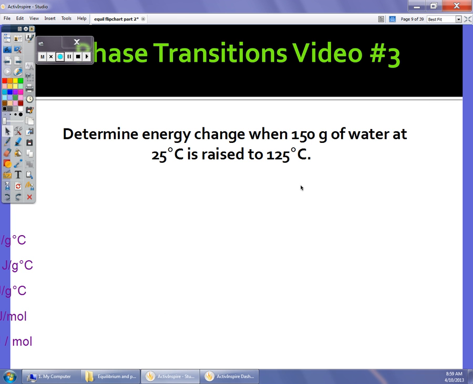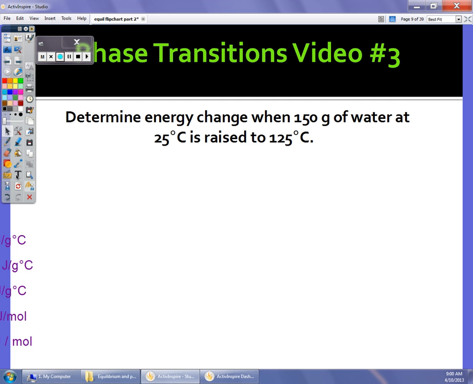The first one, determine the energy change when 150 grams of water at 25 degrees Celsius is raised to 125 degrees Celsius. First, you need to know what is happening. A good way of looking at that is a graph. So we're going to do temperature, and this is the time the reaction went on. We're starting at 25 degrees, and we're going to go to 125. Since this is water, and we know water has a normal boiling point of 100 degrees Celsius, that's where the phase transition is going to occur.